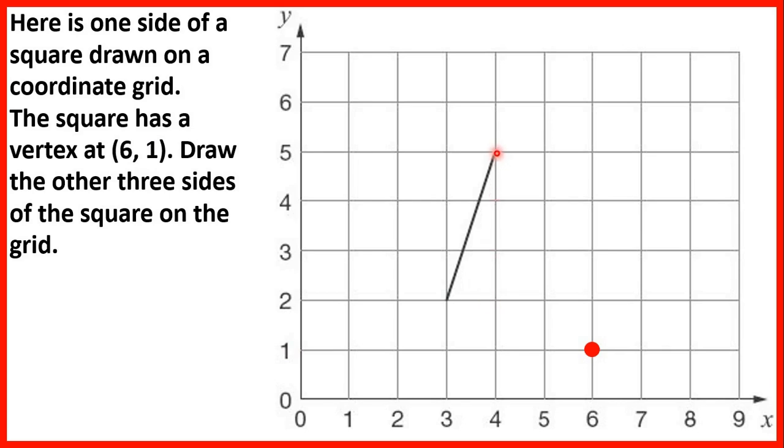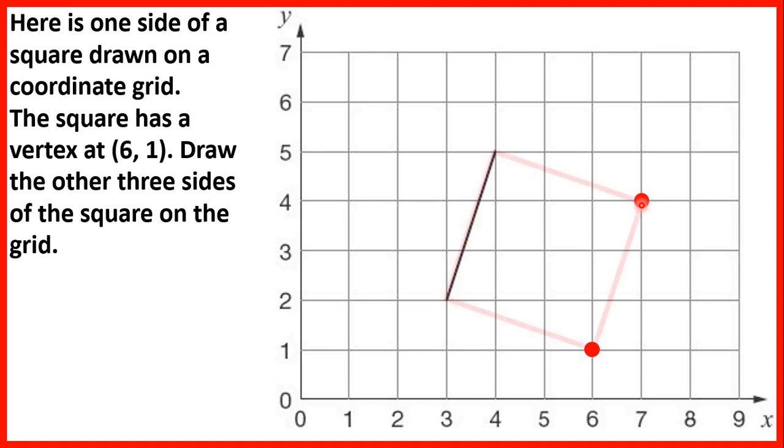Now notice this will be a corner, and so will this. To get from this corner to this corner, it's 3 squares and then 1, and to get from this corner to this corner, it's 3 squares and then 1. So we can go 1 square and then 3 and plot our point here.